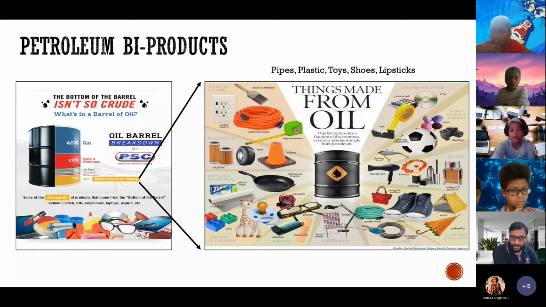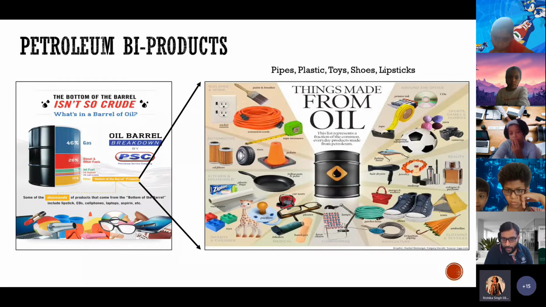Electricity. Cooking oil. Not cooking oil. Cooking oil comes from natural sources, not from oil and gas. But on the right hand side, you see I have put a picture. So not everything we see, like diesel, petrol, or coal, is coming from oil and gas. Apart from that, we get a lot of other things from oil and gas.